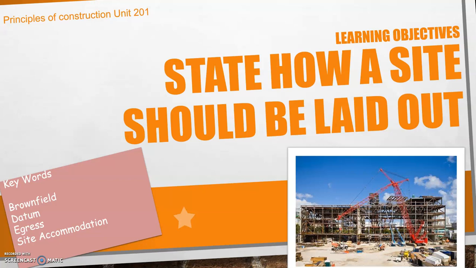So we're continuing with the unit principles of construction, and we're looking today at how a building site should be laid out. Some of those keywords we're going to be looking over throughout the lesson. Egress is basically just a posh name for exit. So a building site has to have an entrance and an egress point.